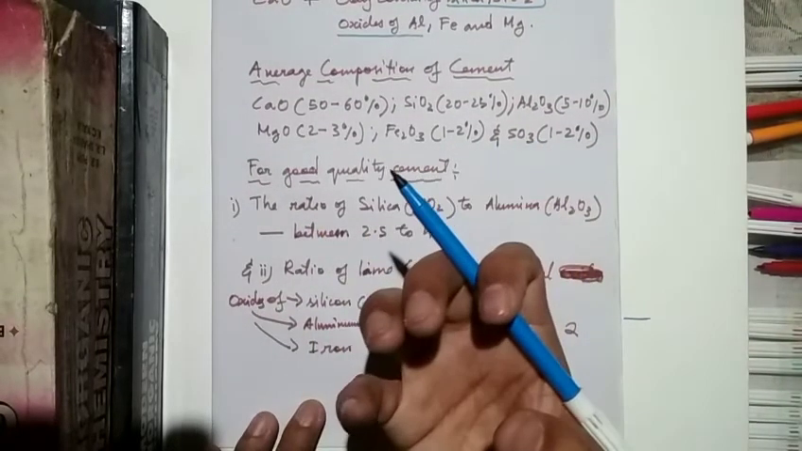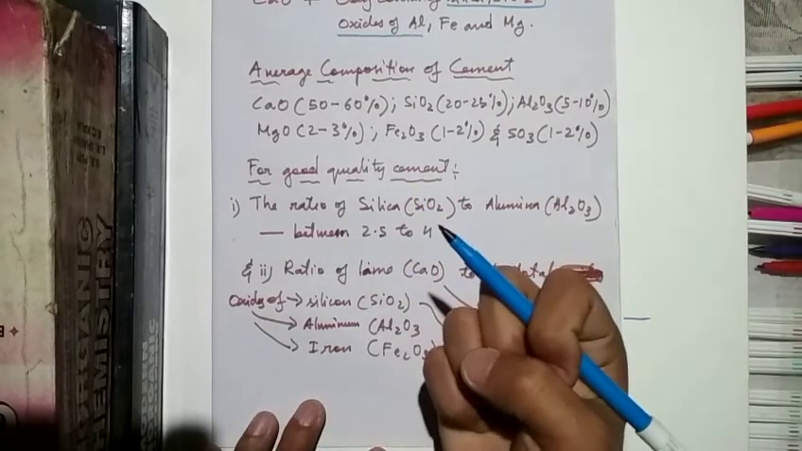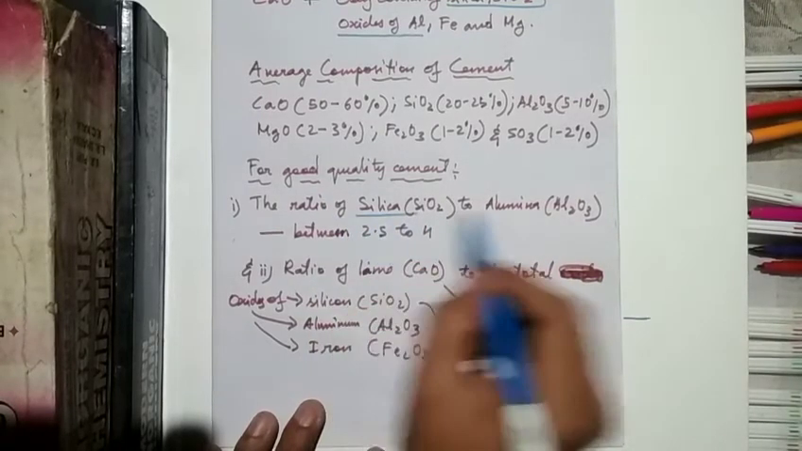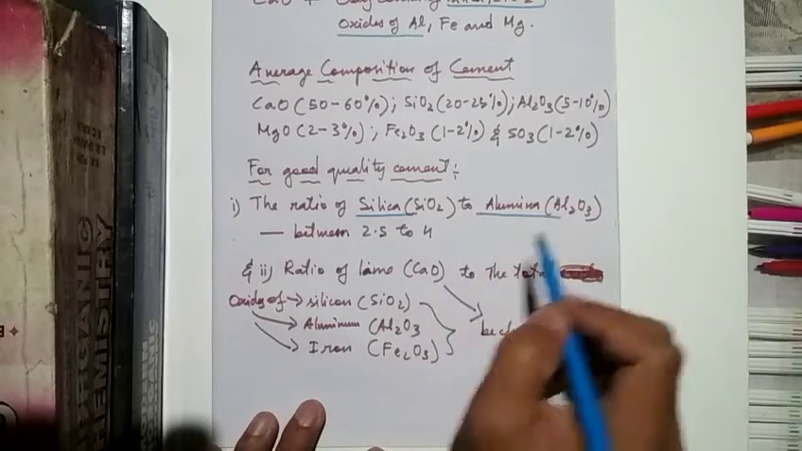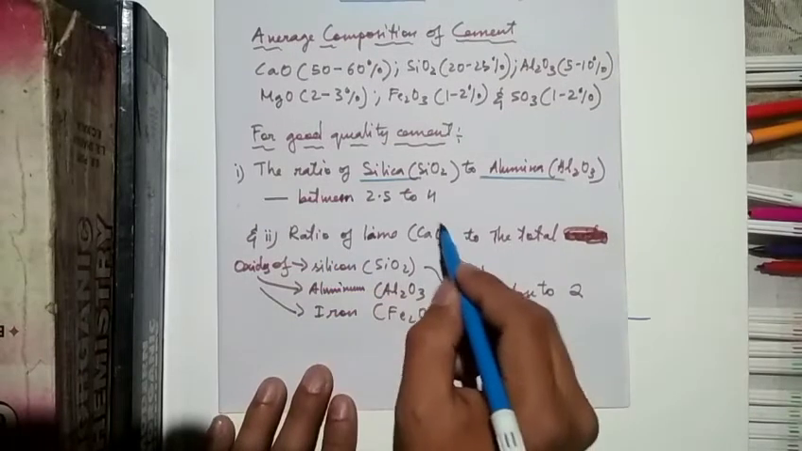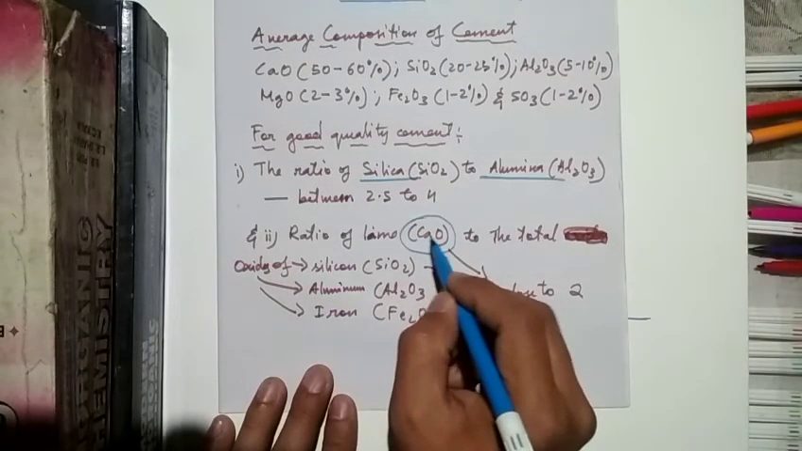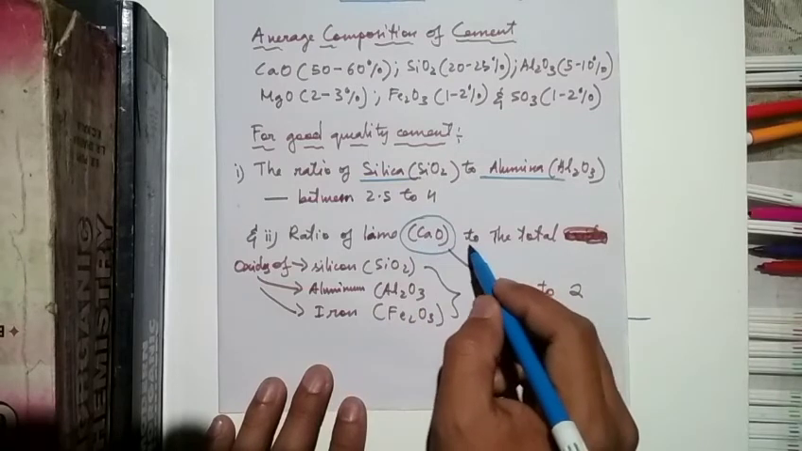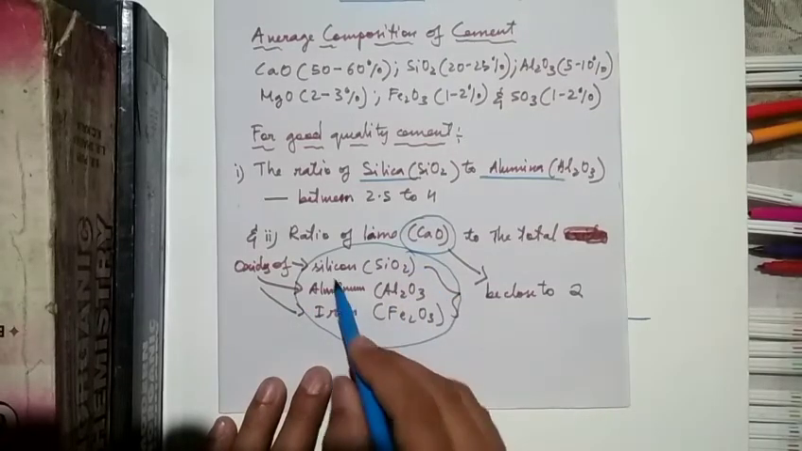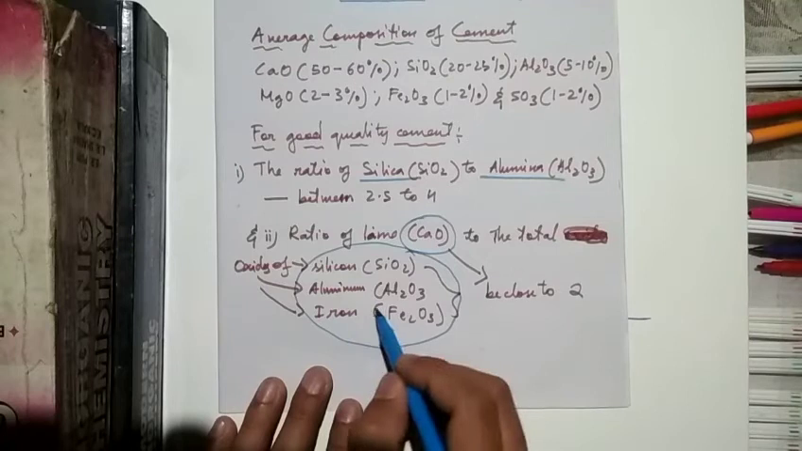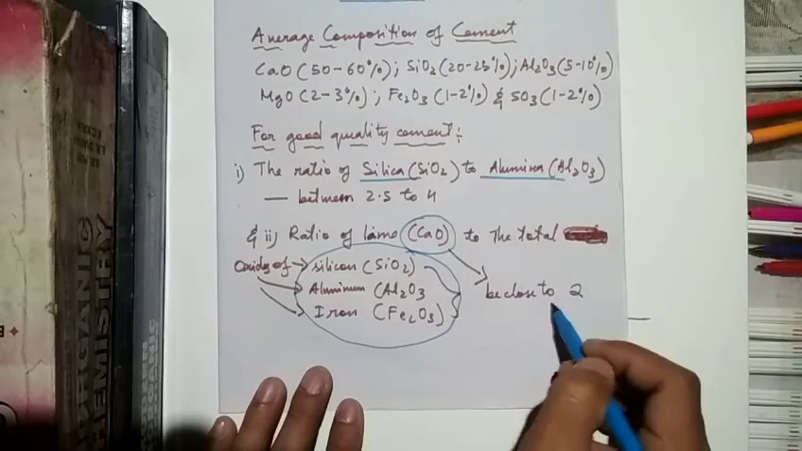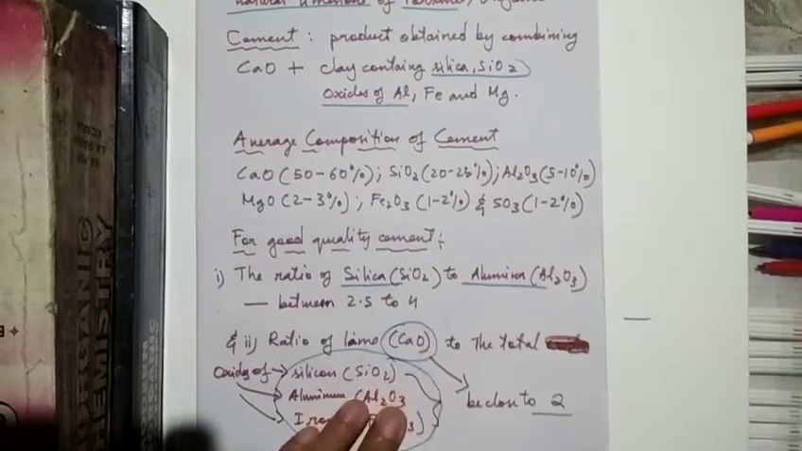In order to get a good quality cement, there are some specific ratios. The ratio of silica to alumina should be between 2.5 and 4. The ratio of lime, the calcium oxide, to the total oxides of silicon, aluminum and iron should be close to 2.